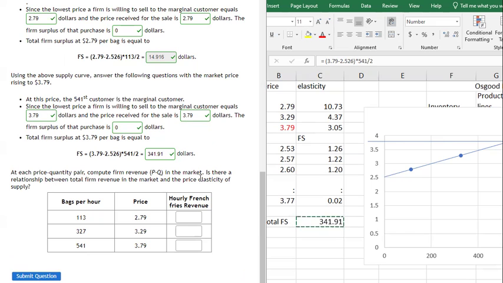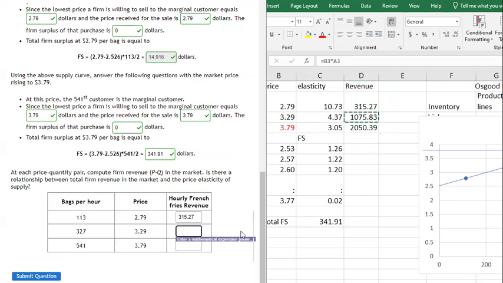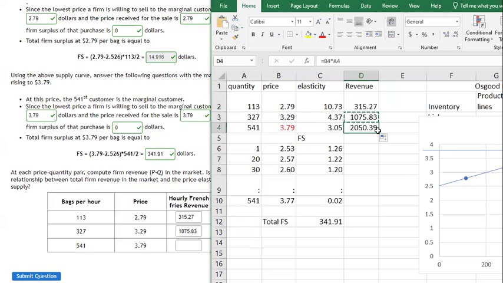At each price quantity pair, we want to compute firm revenue, right? And that's pretty easy to do. Revenue, we can multiply the price times the quantity to 2 decimal places. So at a price of 279, the revenue is 315.27. At a price of 329, the revenue is 1,075.83. And at a price of 379, the revenue is $2,050.39.